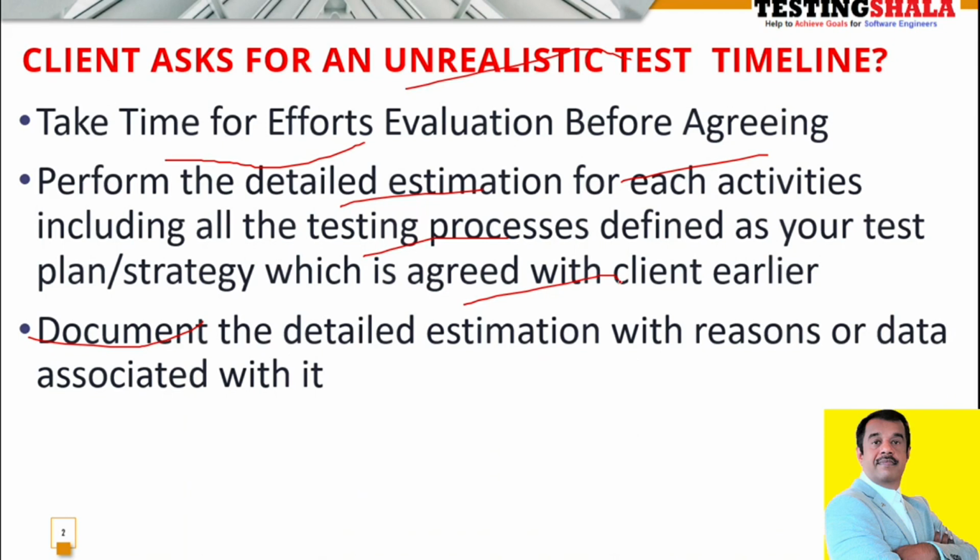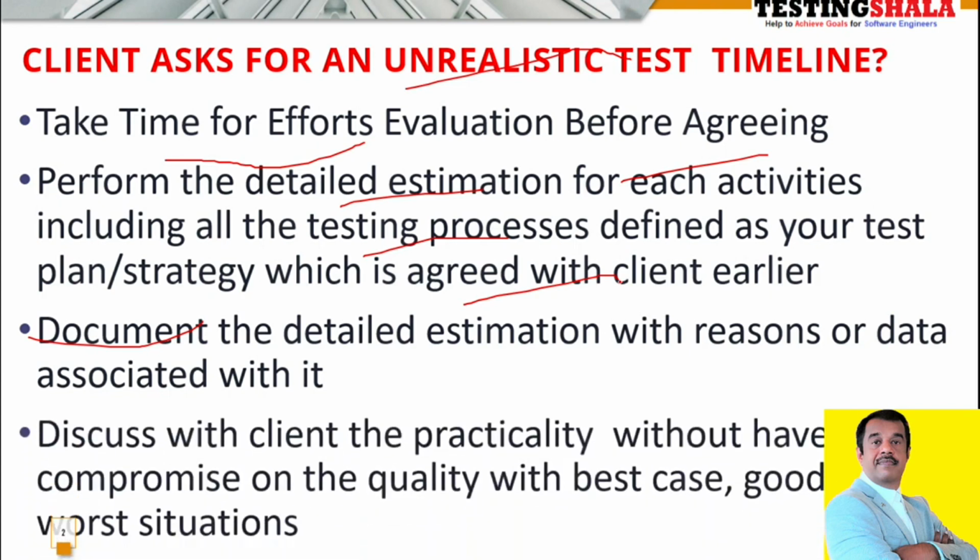Once we have documented a detailed estimation with the reasons and data behind it, we should go back to the client and explain our viewpoint: what we can do within the available timeline, what the best cases we can execute are, what the good cases are, and what the worst situation is, considering various risks as well. By providing a detailed explanation in this way, even an aggressive client, even a client asking for unrealistic things, even a tough client can easily agree if you have the right evaluation, estimation, and data. You can easily convince any difficult client. So this is how you should answer this question.